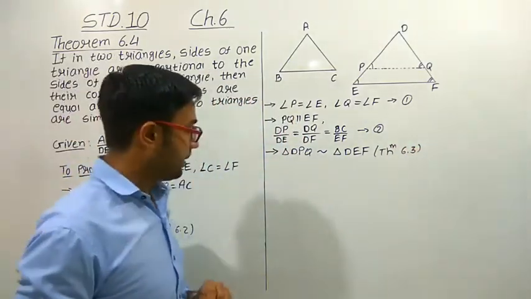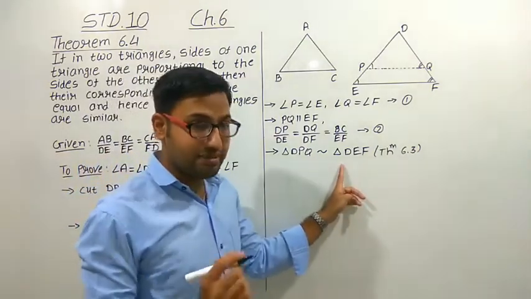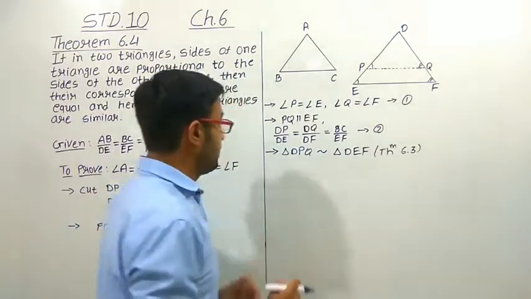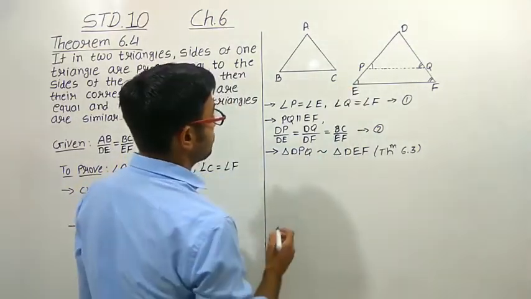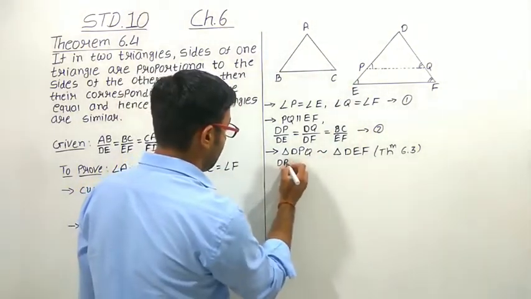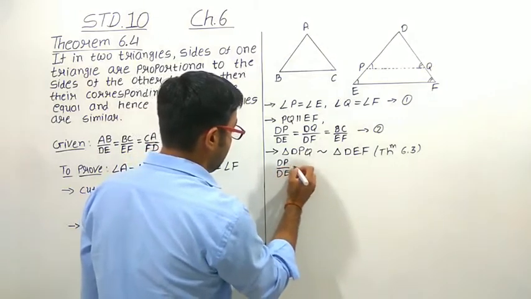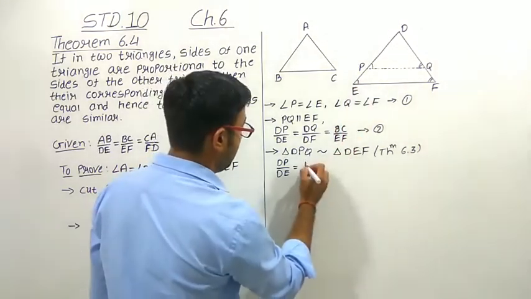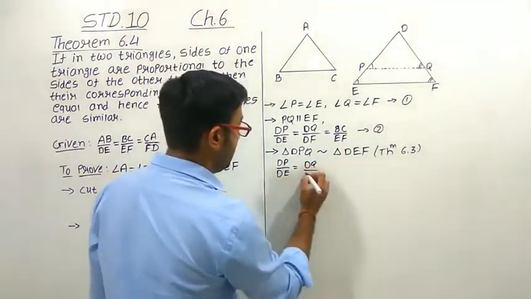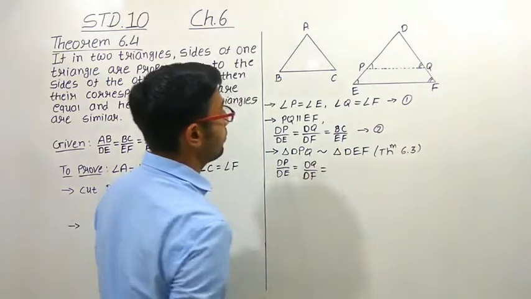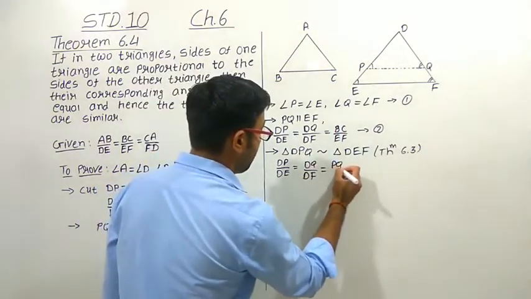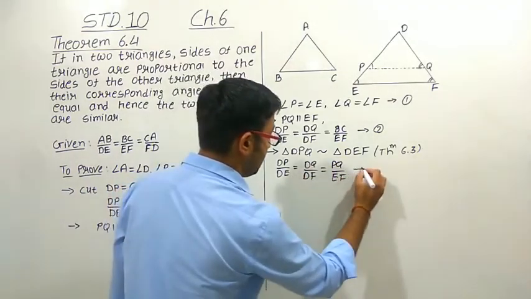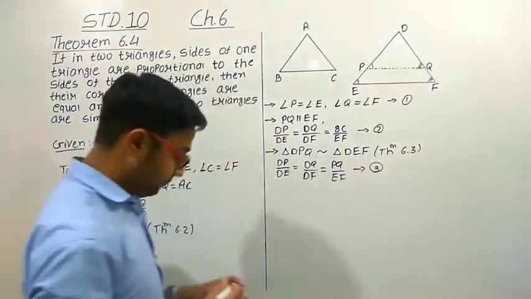or we can say according to the angle criteria. Now as the two triangles are similar, their sides are also in proportion. So now we can write down the proportion, that is DP upon DE will be equal to DQ upon DF, and that will be equal to PQ upon EF. Give it equation number 3.